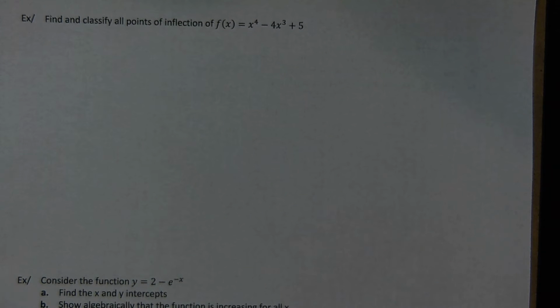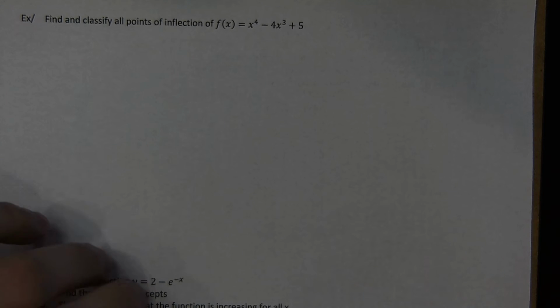It is. Cool. So we've been tasked with finding and classifying all of the inflection points. That means we need to know, was it a stationary inflection or a non-stationary inflection? Well, inflection points are found by the second derivative, which means we're going to have to go through the first derivative. First derivative looks like 4x to the third minus 12x squared.